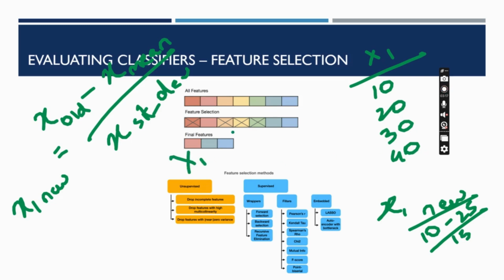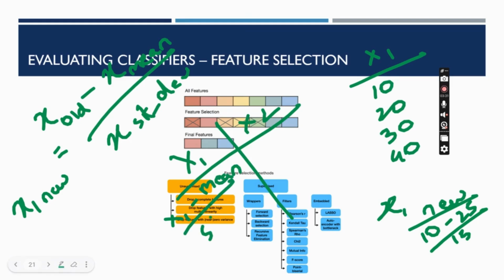If there are two columns, it will be the same. So for column 1, it will be x1 minus the mean of the x1 column, divided by the standard deviation of the x1 column. And for x2, it will be x2 minus the mean of the x2 column, divided by the standard deviation of the x2 column. This process is called standardization.